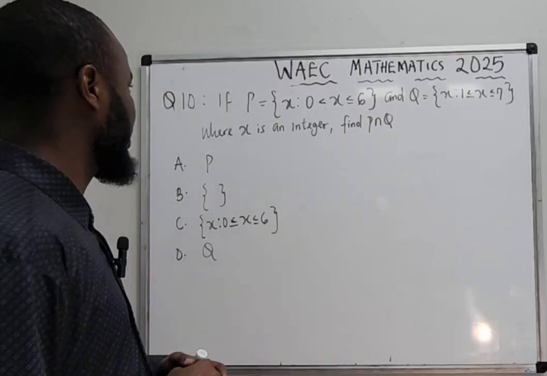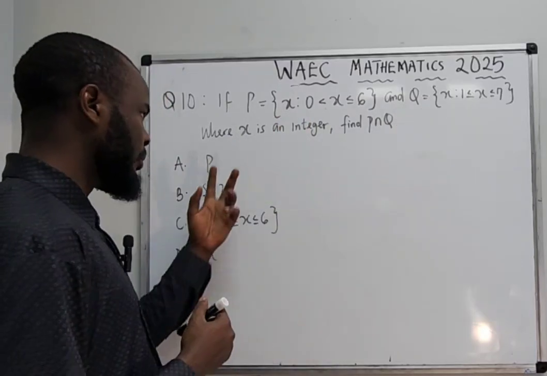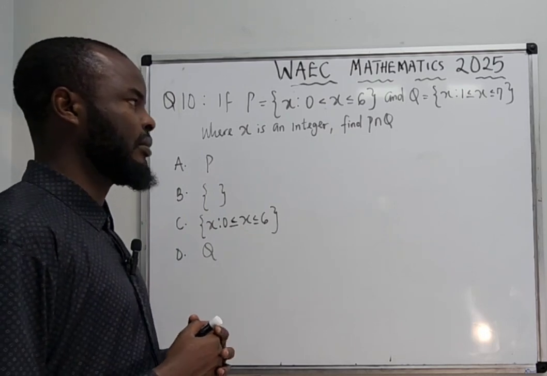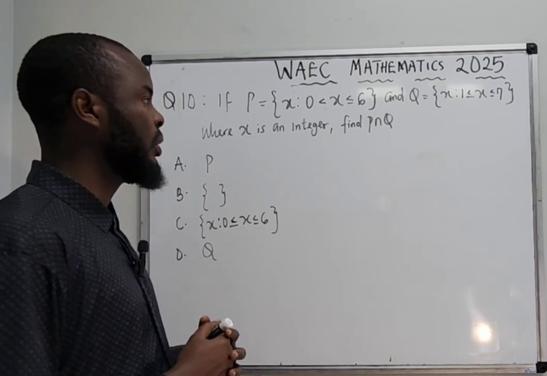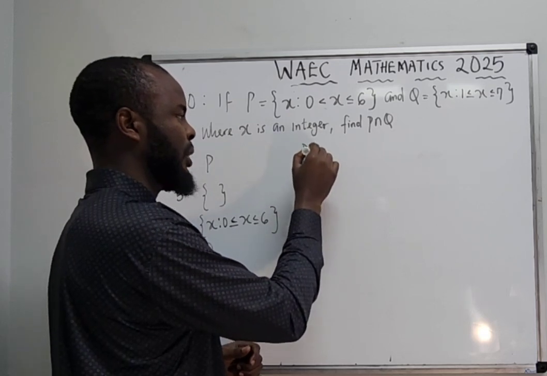This is question number 10. It says, if P is this and Q is that, where X is an integer, find P intersection Q. Now, what we have to do first is write out the elements in P.